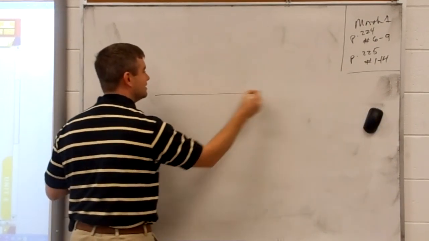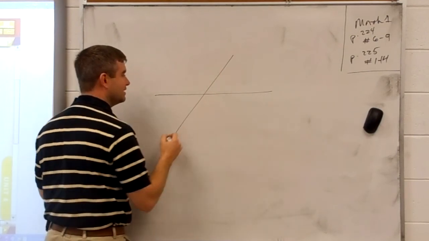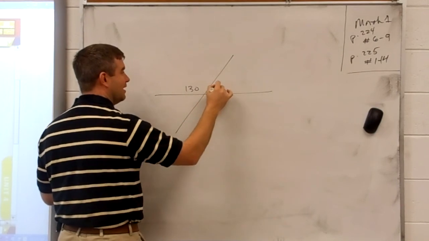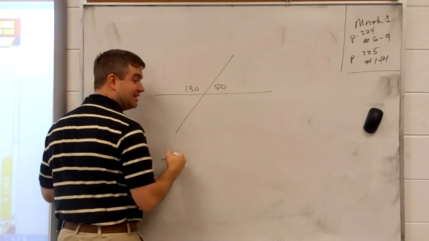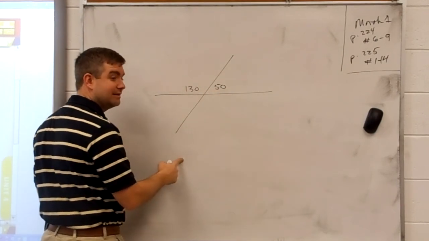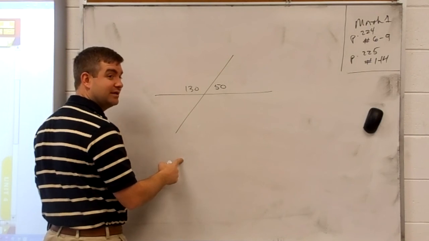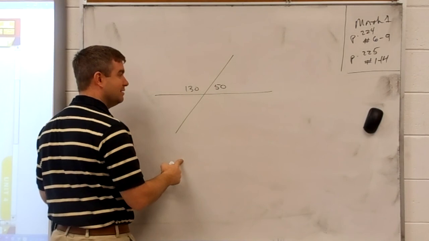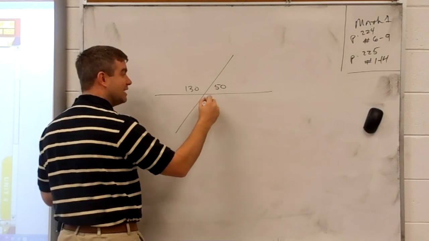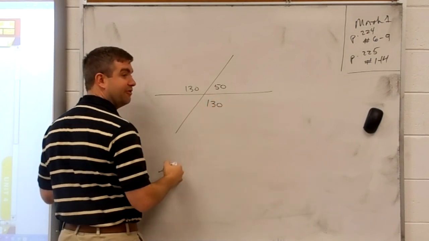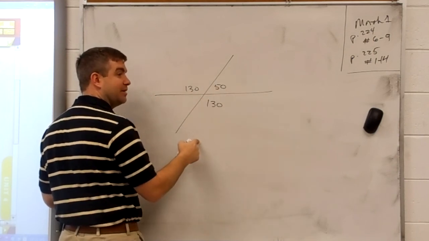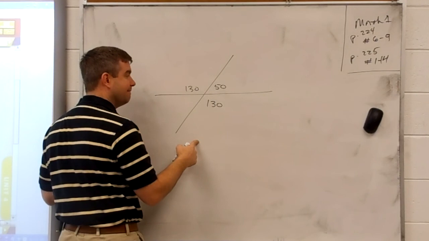Let's do this. If this one is 130, and this one is 50, right? Because they are a what? Adjacent. You just learned it. LP. Linear pair. They are a linear pair. Then this angle down here would also have to be 130. Why? Because these two are a linear pair, meaning they add up to 180.